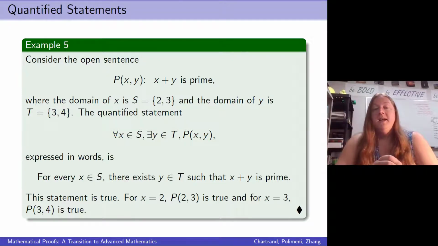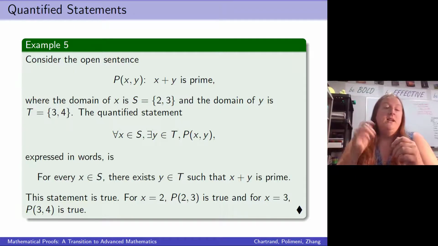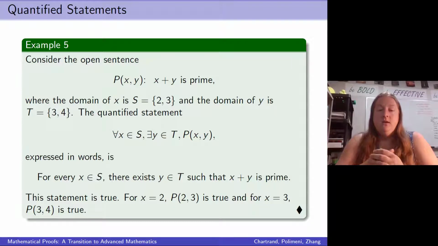So the first x value I need to consider is 2. So I need 2 plus 3 or 2 plus 4 to be a prime number for this to be true for 2. I notice that if I take 2 and I add 3 to it, I get 5, which is prime. So this works for 2. And now I need to move on to the next x value, because you have to do this for all x values.